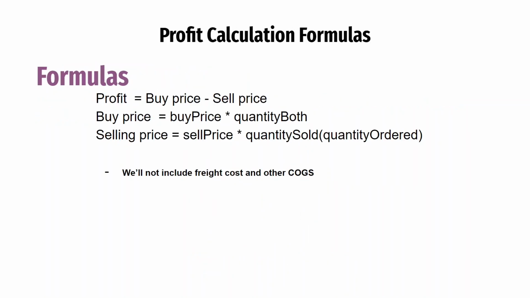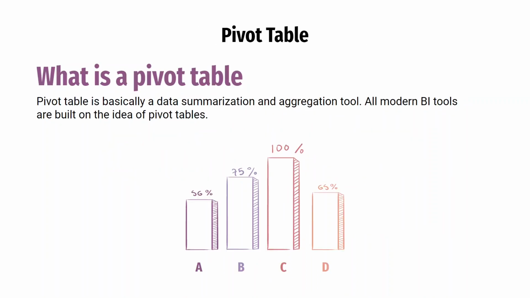We'll look at all these formulas for calculating profit, but now we understand what a pivot table is. It's just a data aggregation and summarization tool that you can use. All BI tools like Power BI, Tableau, and all these other tools are built on the basis of the pivot table. Pivot tables are really important to understand in case you want to do data analysis, because if you know how pivot tables work, you can easily learn Excel, Power BI, and any other BI tool. So it's very important that you understand how pivot tables work. This tutorial will explain all the basic stuff you need to know about pivot tables.